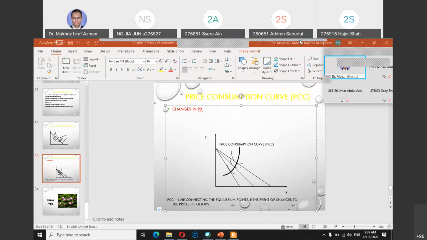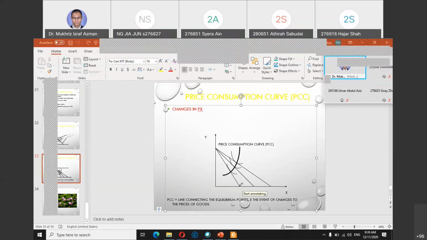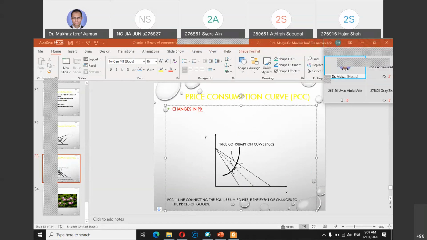So every time the indifference curve is tangent to the budget line, you connect all of the points here, and you can draw one line, which we call the price consumption curve. So the PCC, or price consumption curve, is a graph that shows the different combinations, the equilibrium points, in the event of changes to the price of goods. This is the line that connects them.